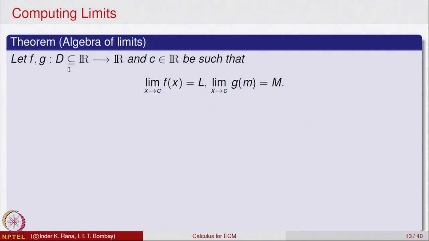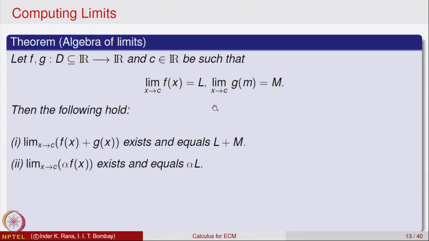Suppose f and g are two functions defined in a domain D in R, and C is a point in R such that the limit of f(x) as x goes to C exists and is L, and the limit of g(x) as x goes to C is M. So, limits of both f and g exist as x goes to C, one is L and the other is M. This is given to us.